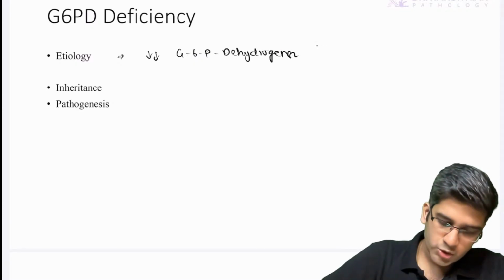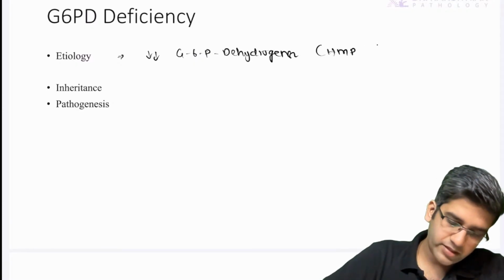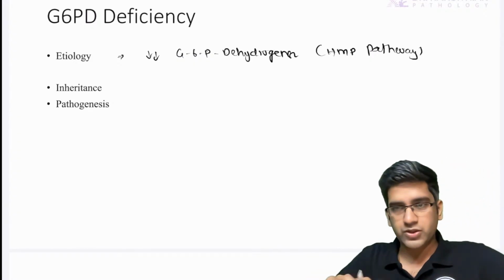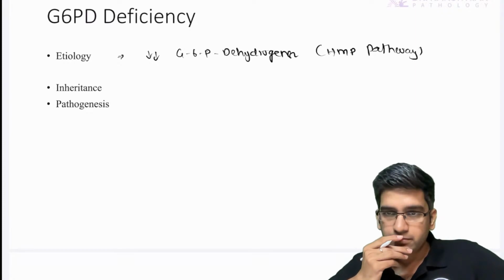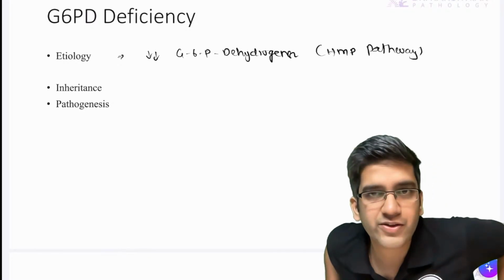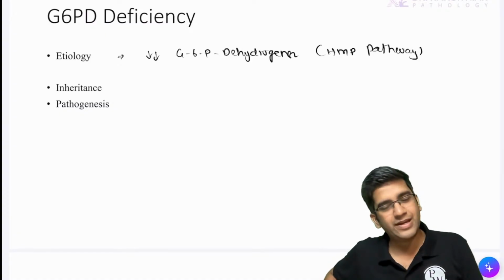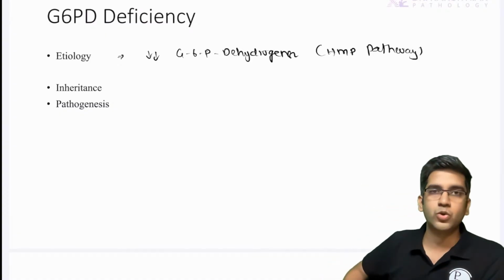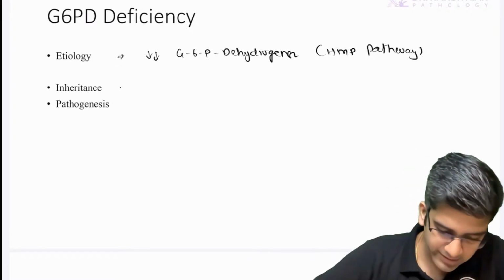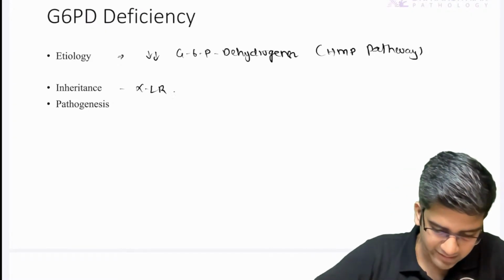Okay, which is a component of the HMP pathway itself. So there'll be a problem in the HMP pathway here. That's all fine. Osmotic fragilities will only tell me that there are spherocytes there. Osmotic fragilities will have the same interpretation in autoimmune hemolytic anemia also, as in your hereditary spherocytosis. Fine. Okay. So inheritance here is X-linked recessive inheritance.